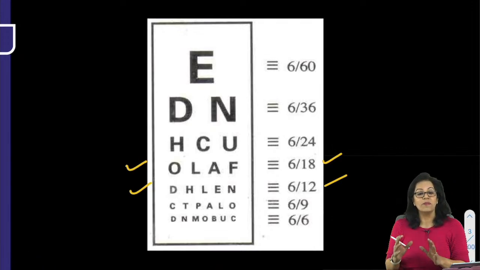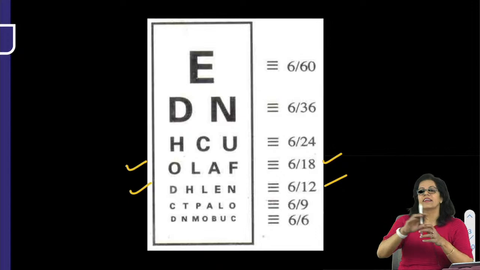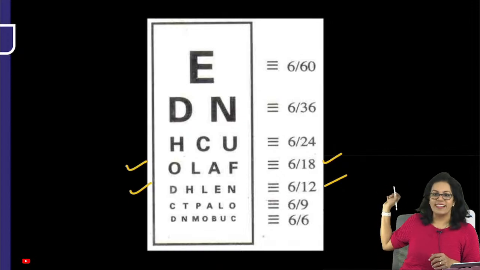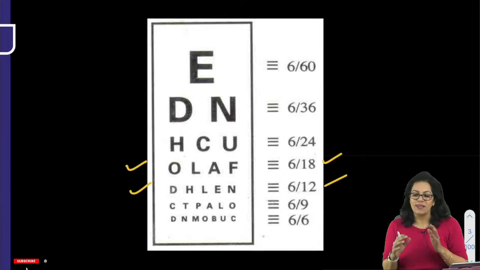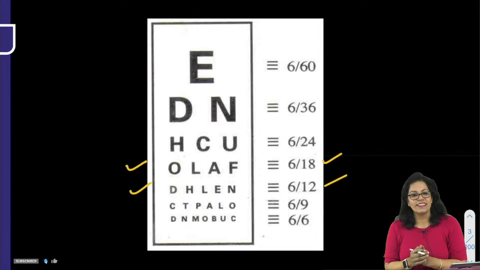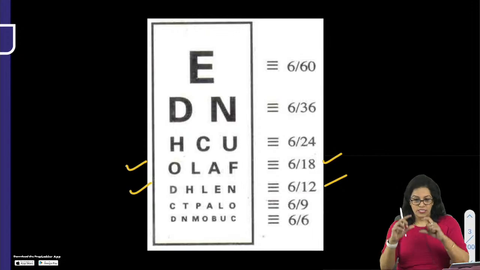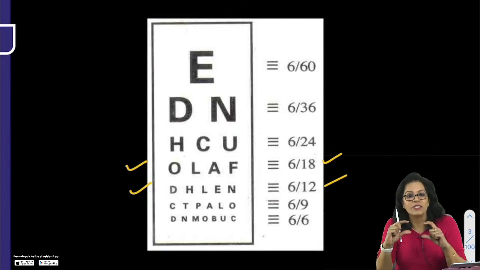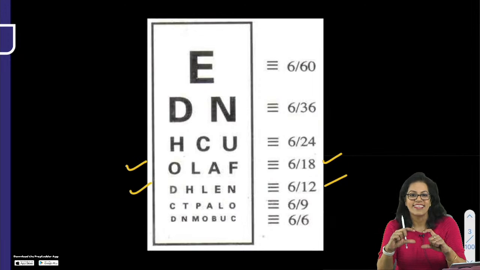Now, coming to a very important concept here, it's not that I just ask you to sit at 6 meters and start writing some letters and ask you, okay, tell me, can you read it? Is it a right way of taking the visual acuity? No. Why? Because the size of every letter on the Snellen's box has some scientific basis. And what is that scientific basis?